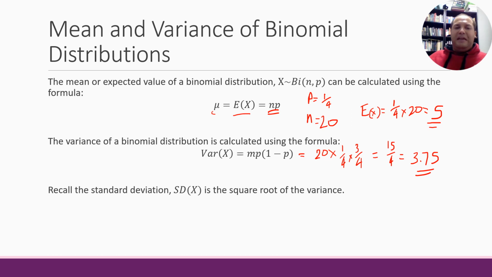Now recall standard deviation, SD(X), is just going to be the square root of the variance. You might be asked to do that one. Remember, it's just the square root of variance. That is not on your formula sheet, so you need to be told that. Or I would just encourage you to remember standard deviation is square root of the variance.